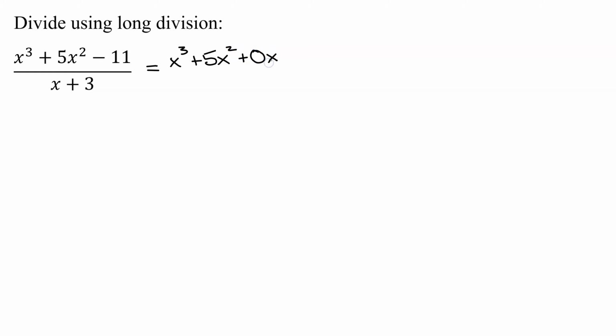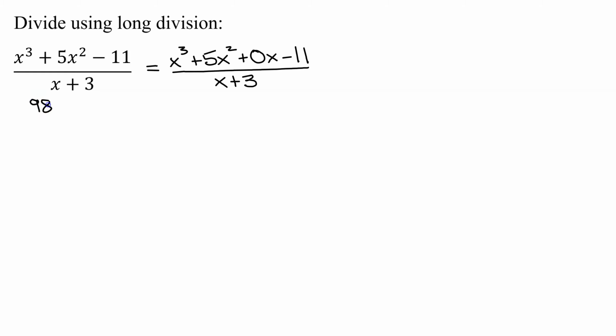There's my placeholder for the x term, minus 11, all divided by, there are no missing terms in the denominator, it's just an x term and a constant. So you're dividing by x plus 3. The process of long division of polynomials is very similar to the process of long division of numerical expressions, and I want to review that quickly since it's most probably quite a long time since you've done it.